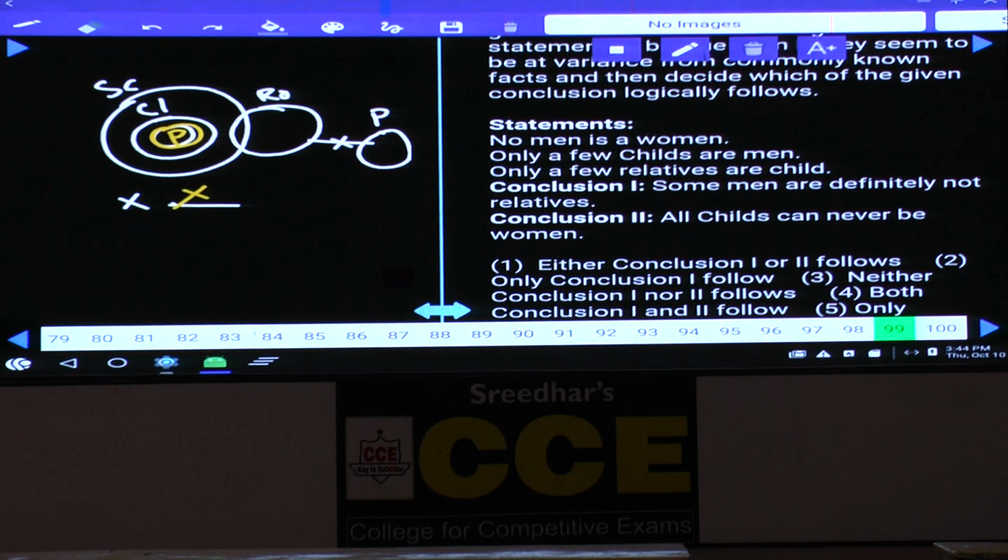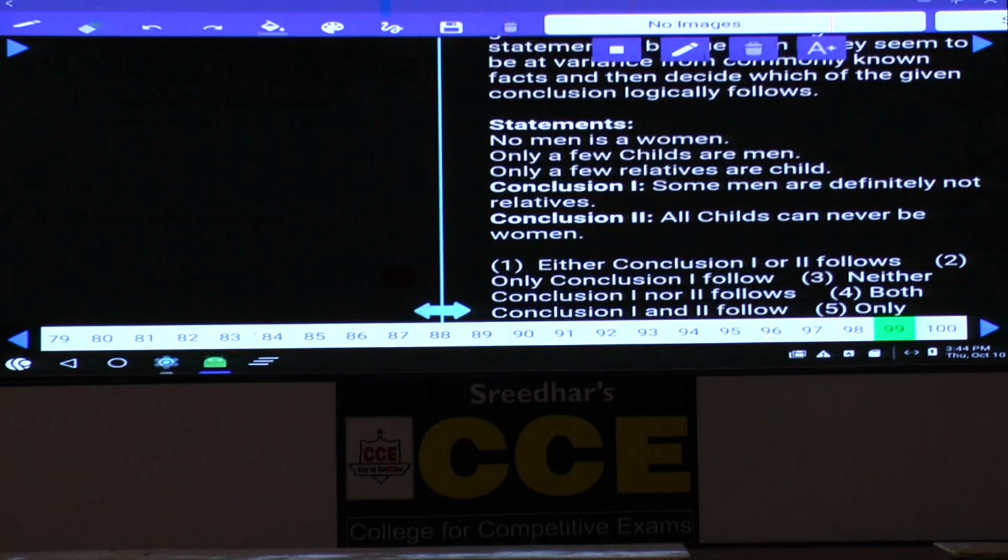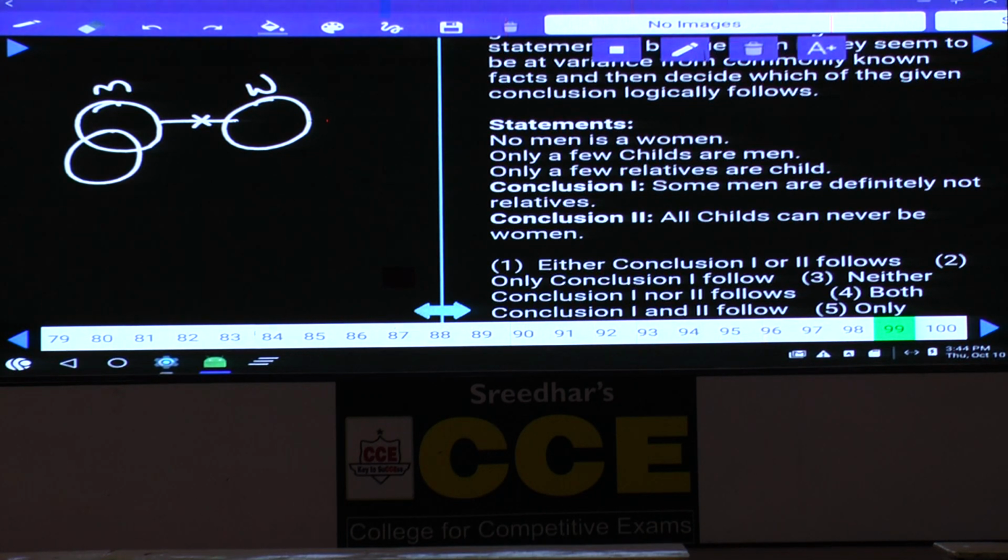Then coming to question number 99. Now in this 99, no man is a woman. No man is a woman, these are men and these are women. And only few childs are men. Only some childs are men, and only few relatives are child. Only few men are child means all men cannot be child. At the same time, few relatives are child, and some relatives cannot be childs.